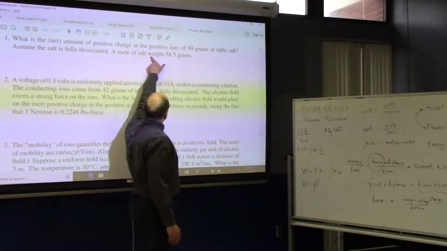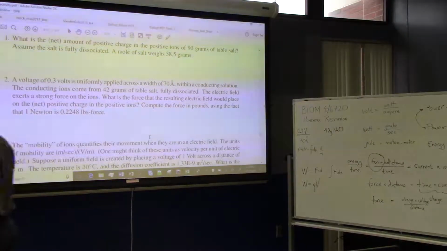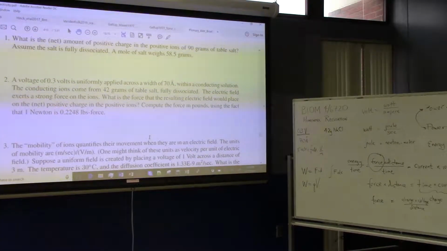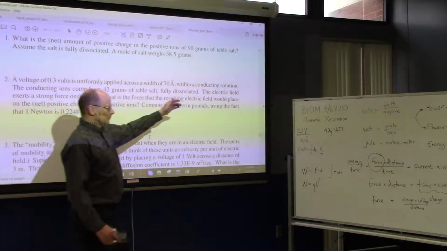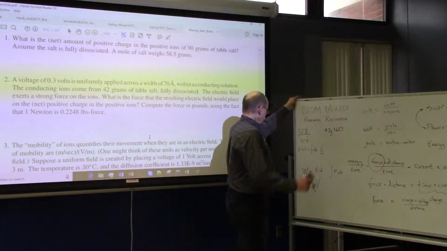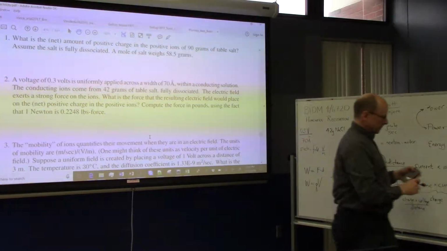Because if I say a mole of salt, I'm going to erase some here so I can write some more. I wonder if I can flip it over. Not sure that's going to work.